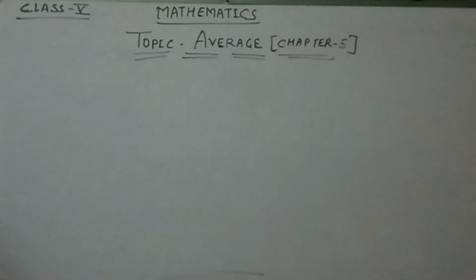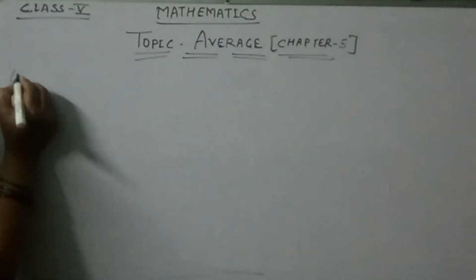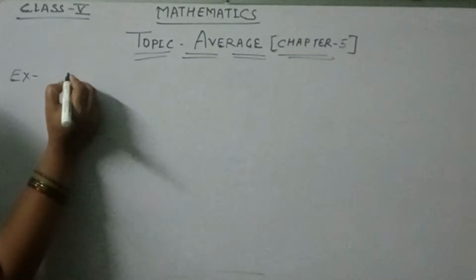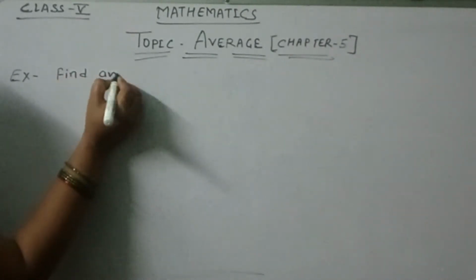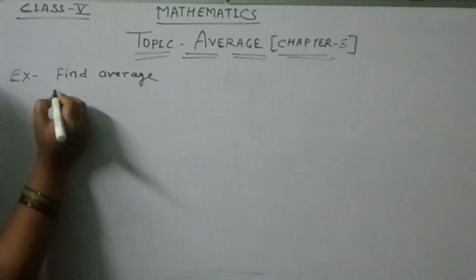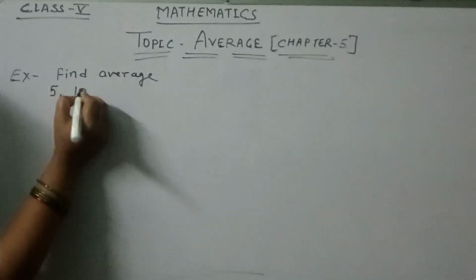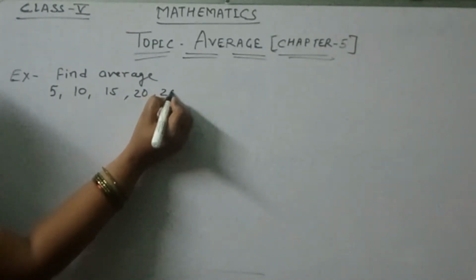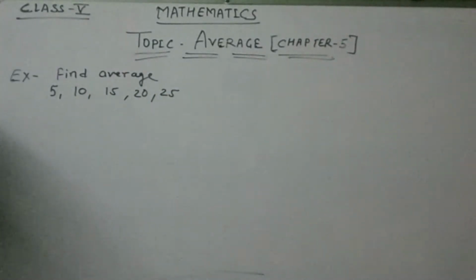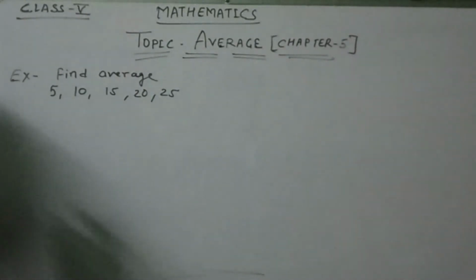That means if some numbers are given, suppose, one example I am taking here: find the average of the numbers 5, 10, 15, 20 and 25. Okay, then how to find it? What I told, the average is the sum divided by the count.